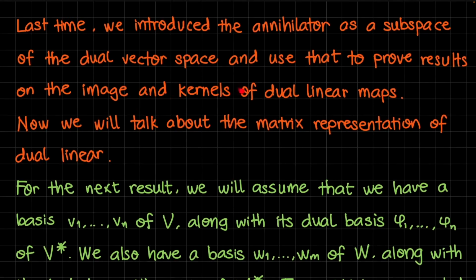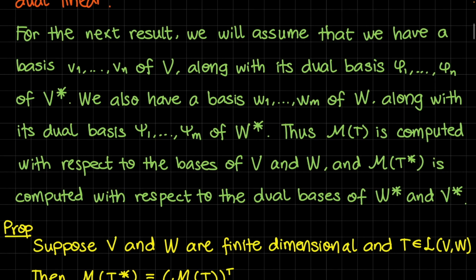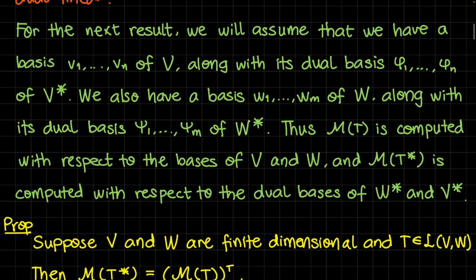So as I said, we introduced the annihilator as a subspace of the dual vector space and used that to prove results on the image and kernels of dual linear maps. Now we will talk about the matrix representation of a dual linear map. This video will relatively be a short one for that reason, because we don't have much to talk about.